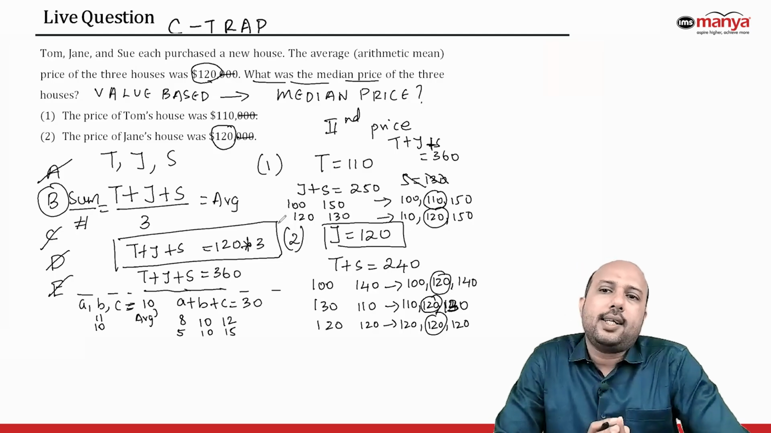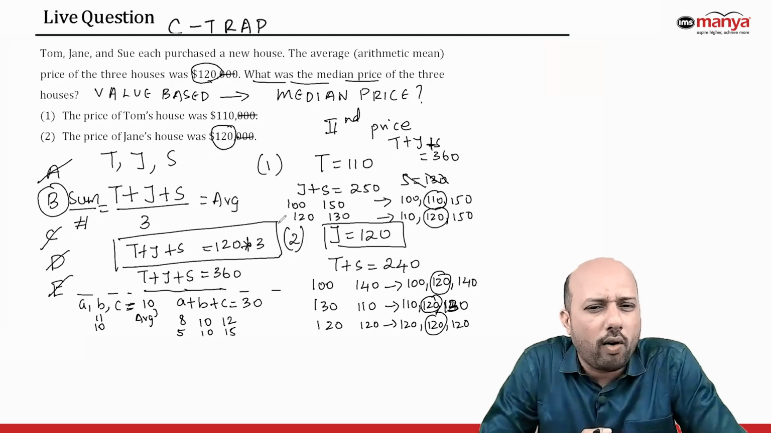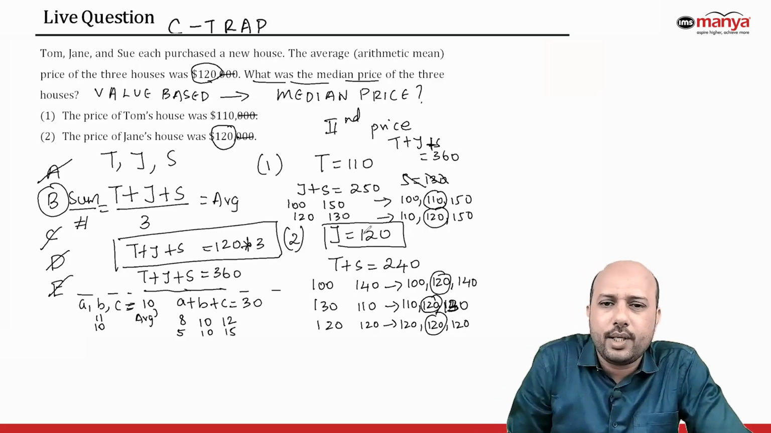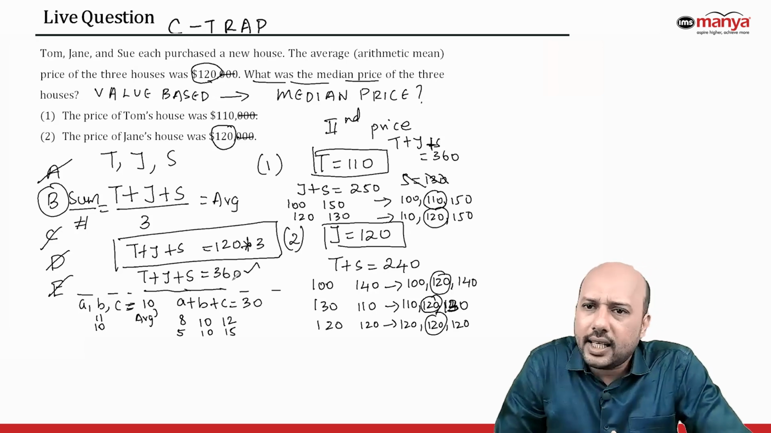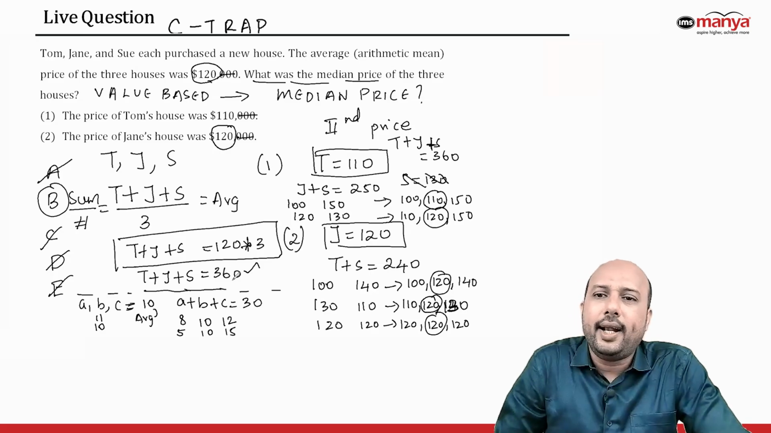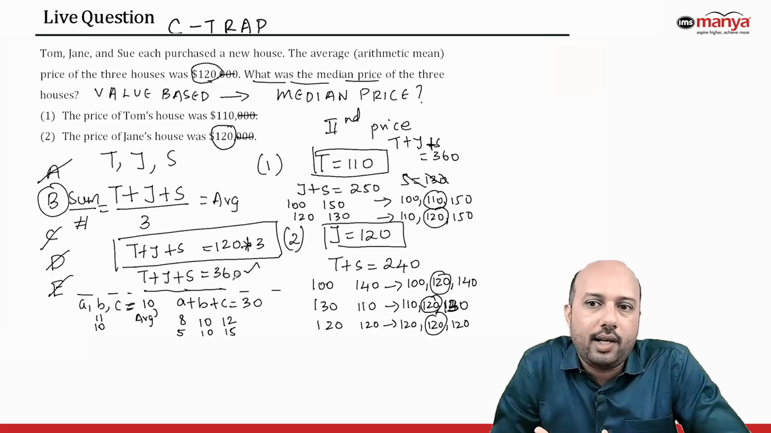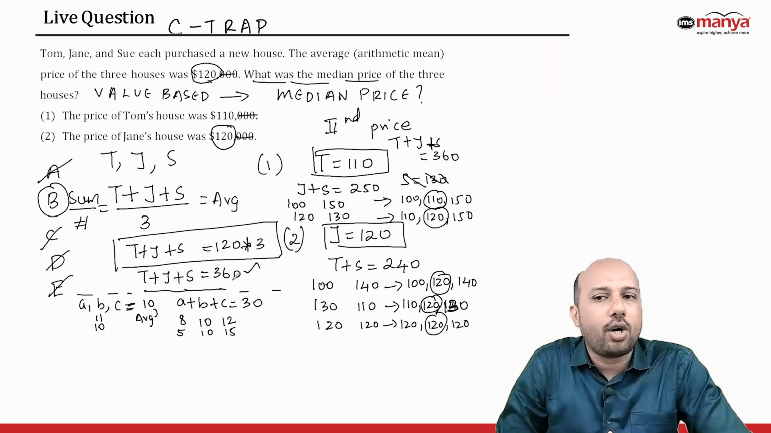So what should you do as a GMAT test taker? When something looks too obvious as a calculation, like I said, the T value is given, the J value is given, and T plus J plus S is given in the question as 360. Then finding the S value is no big deal, and finding the middle term in three terms, I already know all three values. Finding the middle term is too obvious. When it is too obvious, cross check.